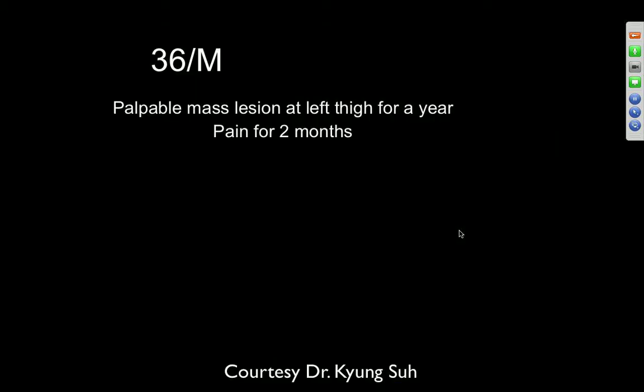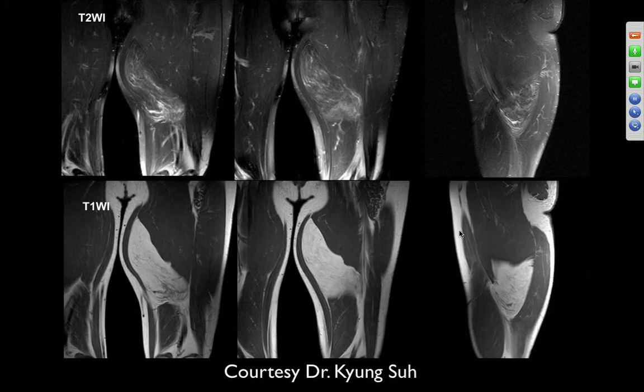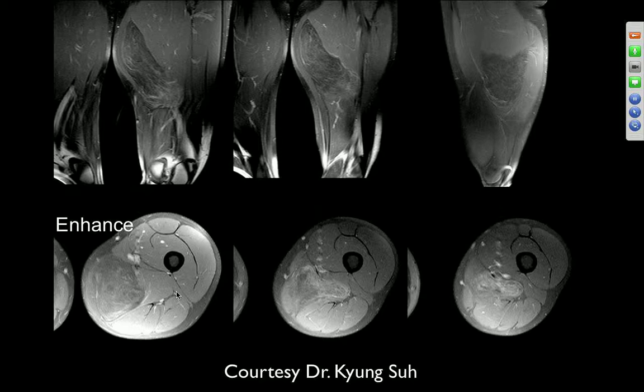Here's a 36-year-old male, palpable mass lesion on the left thigh for a year, pain for 2 months. And here we can see, here's a fat lesion, very sharp margins, but notice on the fat suppressed images there's a lot of increased signal intensity within it, and some increase and some loss of signal down here. Now most of these lesions are still going to be benign, but a lesion like this you can't just categorize into the benign category. You have to be worried about it.